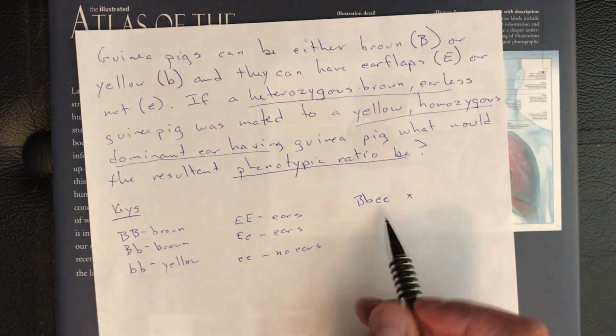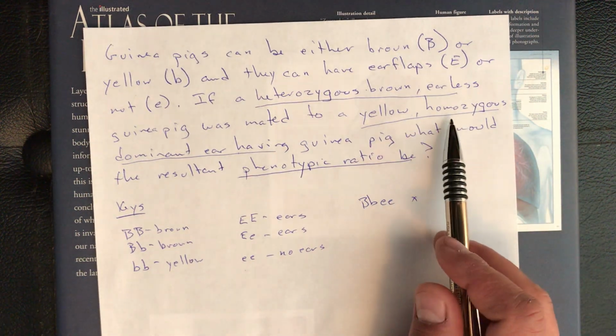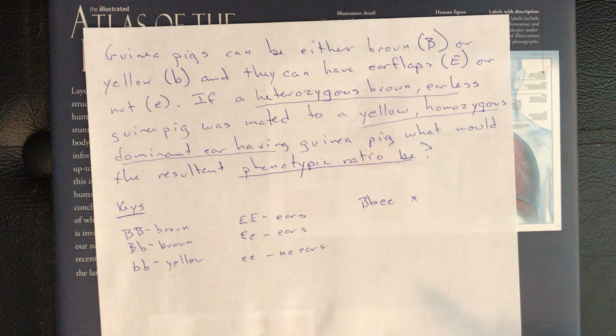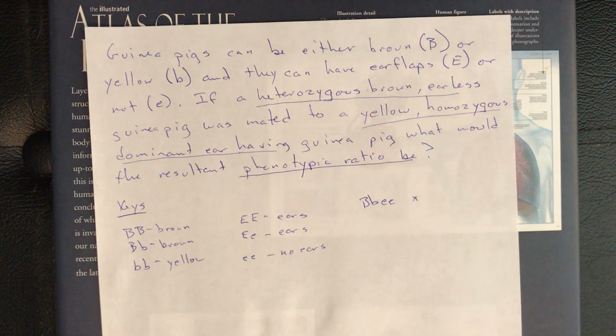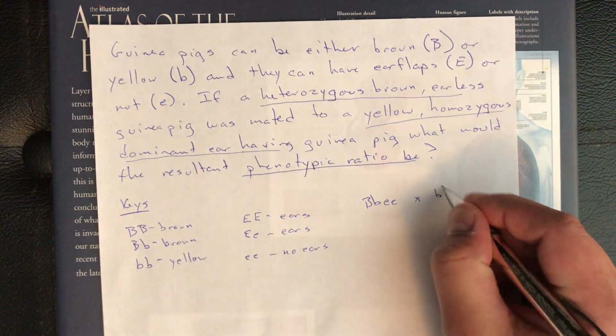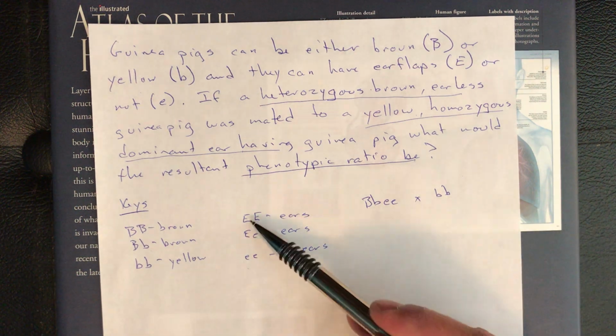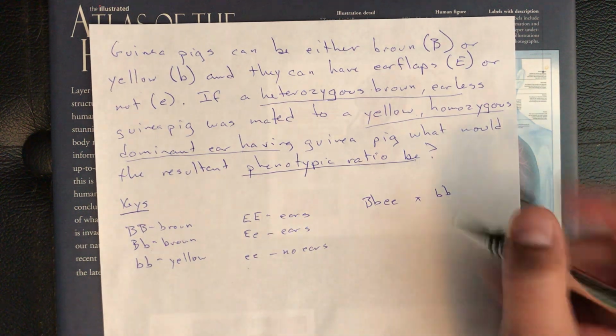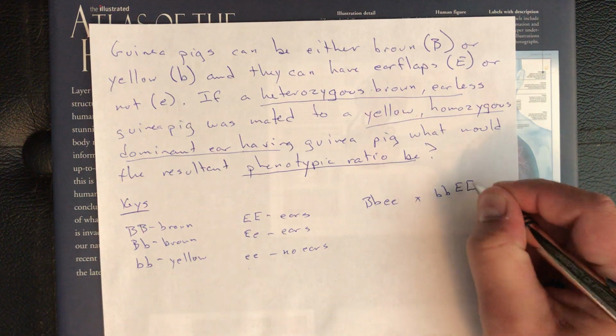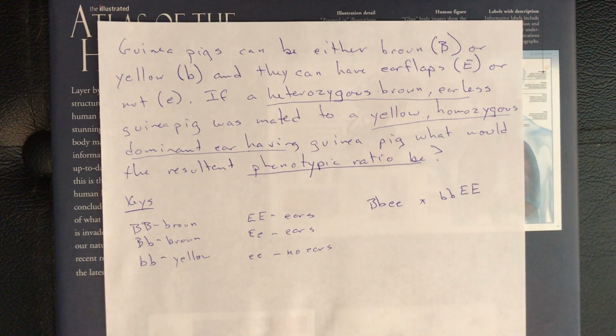And we're going to cross this individual with some individual that is yellow and homozygous dominant for having ears. There's only one way to be yellow, obviously, so they're going to be little b, little b. And now it says homozygous dominant ear having. All right, so it can either be this or this. Well, obviously that's dominant, so it's going to be big E, big E. All right, so far this is the easy stuff.